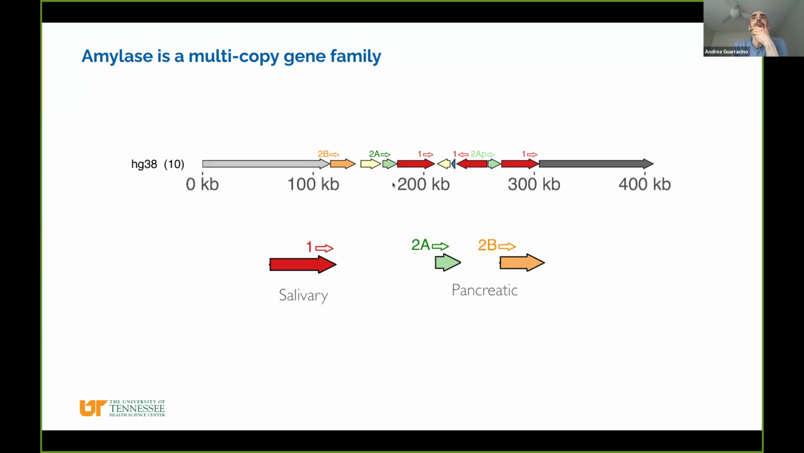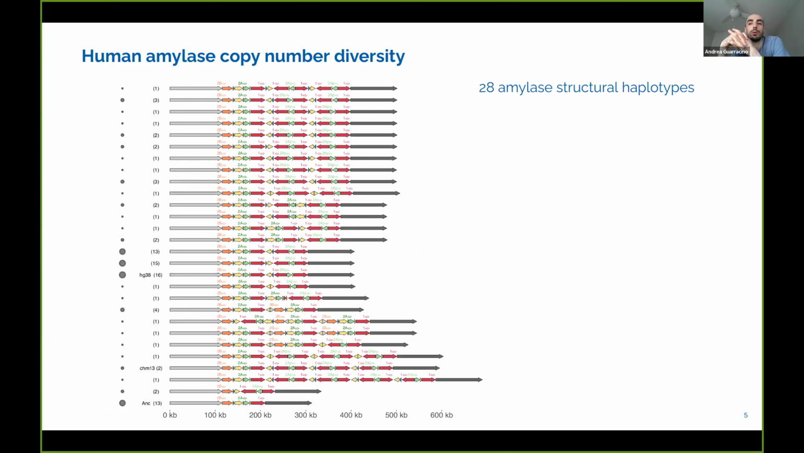On the top, you can see the configuration of this locus in the human reference genome, where we have 3 copies of AMY1 in red, 2 copies of AMY2A, and 1 copy of AMY2B. This is to highlight that this locus shows structural variation in the human population, in particular copy number variation. Having a human pangenome, we were able to study this copy number diversity in the human population, and we identified 28 different unique structural configurations that you can see to the left.